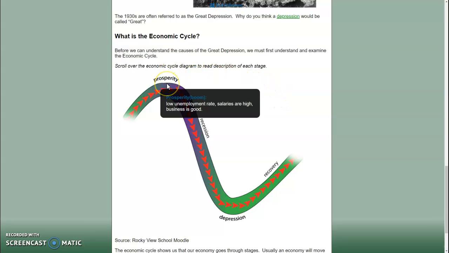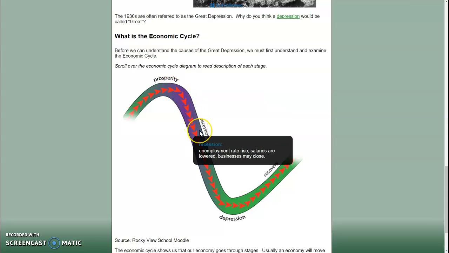But prosperity is when you have a low unemployment rate, salaries are high, and business is good. Okay, and people knew this more recently before the 80s. So just before the 80s, salaries were high, there was a low unemployment rate, business was great, you could jump from job to job that you wanted. Like, you basically got to pick where you wanted to work.